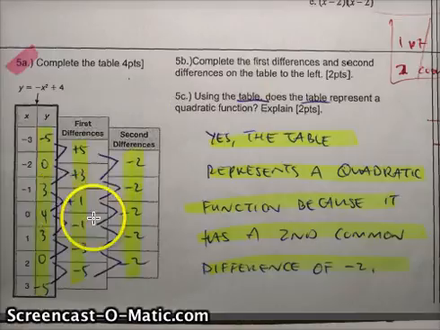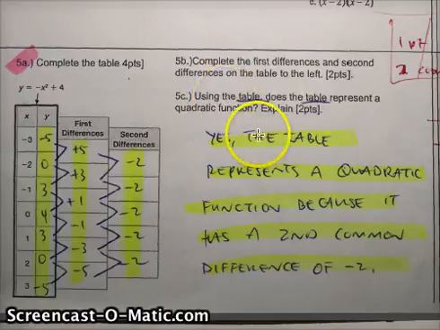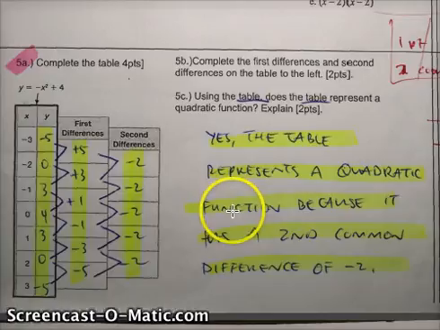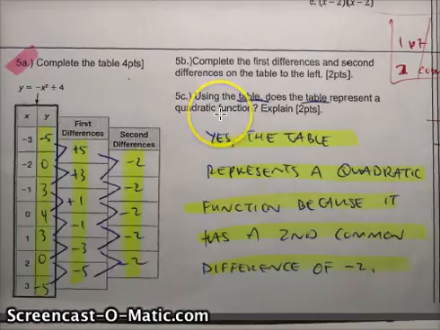For question 5C, using the table, you actually have to look at your values. Does the table represent a quadratic function? Explain. So that's a yes or no question, and then the explanation was another point. Yes, it is. The table represents a quadratic function because it has a second common difference of negative 2. If you told me that it was quadratic because it has the power of 2, then I gave you 1 out of 2 points.